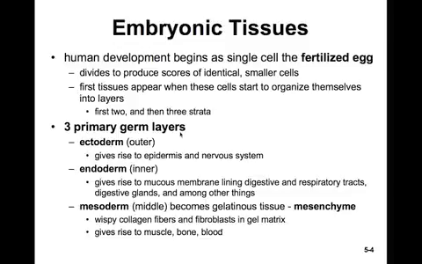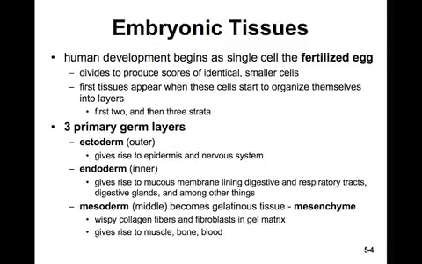So humans begin development as a single cell, the fertilized egg. This divides to produce scores of identical similar cells. First, tissues appear when these cells start to organize themselves into layers. First, there are 2 layers and then 3. There are 3 primary germ layers. And we won't get into too much detail here, as this is the content of the end of next semester.